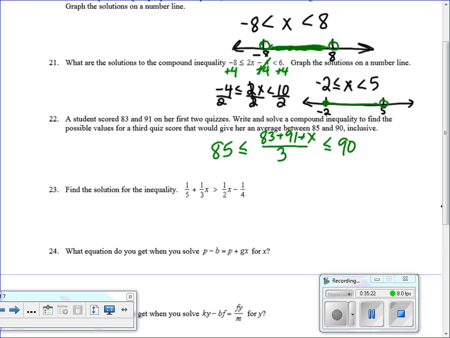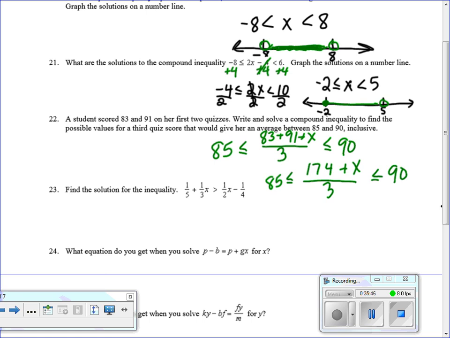Now to solve it, we're going to combine like terms. So we're going to combine the 83 and the 91. So we have 85 is less than or equal to 174 plus x divided by 3, is less than or equal to 90. We're going to solve this.